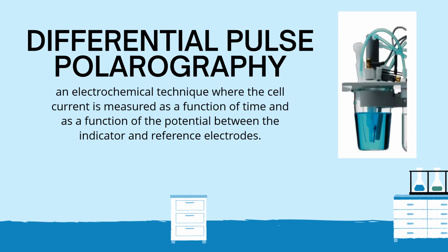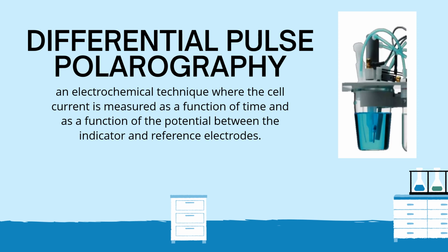So next is the differential pulse polarography. So differential pulse polarography is a precise electrochemical technique for analyzing substance concentrations in a solution. So here's how it works. Imagine you submerge a working electrode, often made of glassy carbon, into the solution containing the substance of interest.